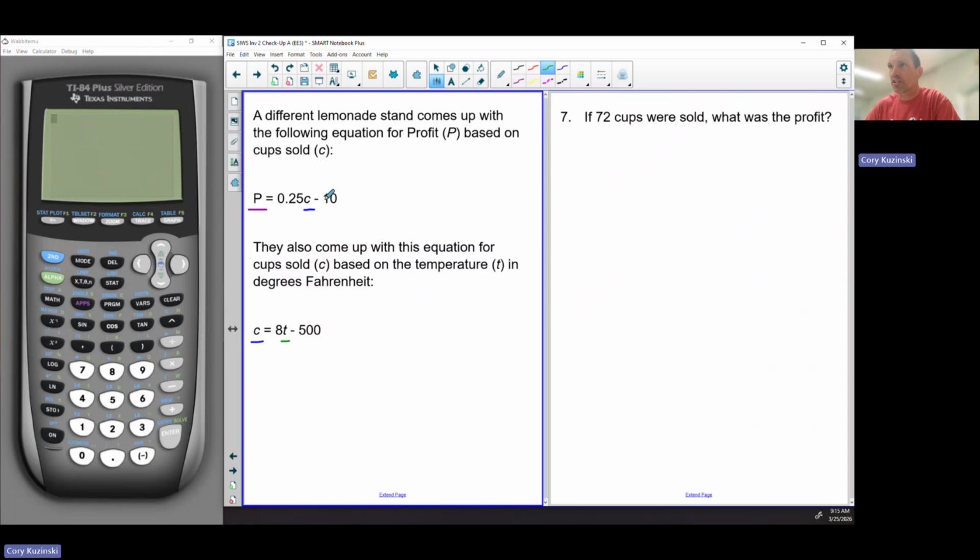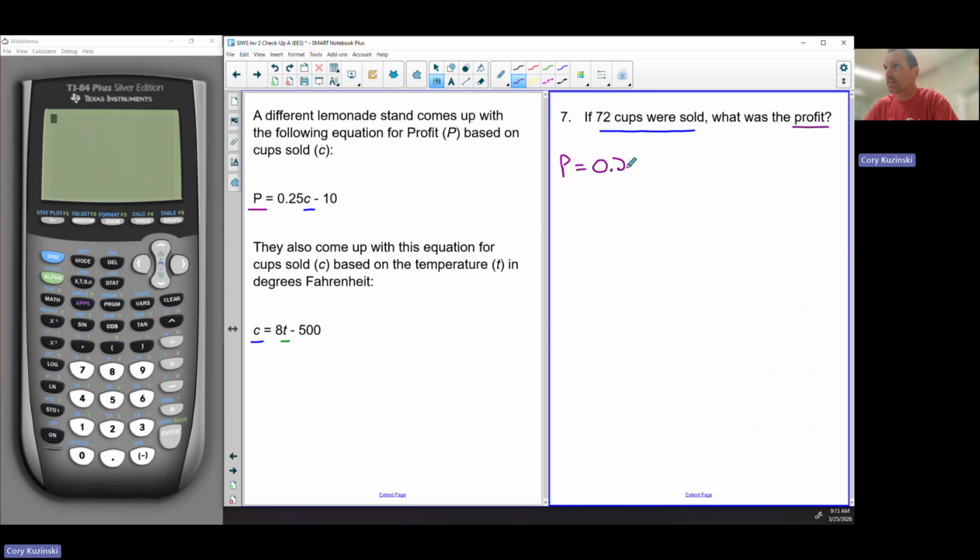All right, if 72 cups were sold, what was the profit? Well, I've got this profit equation that's based on cups, so I'm just going to use that. Profit, I don't know, but I know it's 25 cents per cup, 72 cups, minus $10. So the profit is going to be a quarter of 72. So we're going to make $18 by selling those cups minus our $10 in startup expenses. That is $8 in profit. There we go.